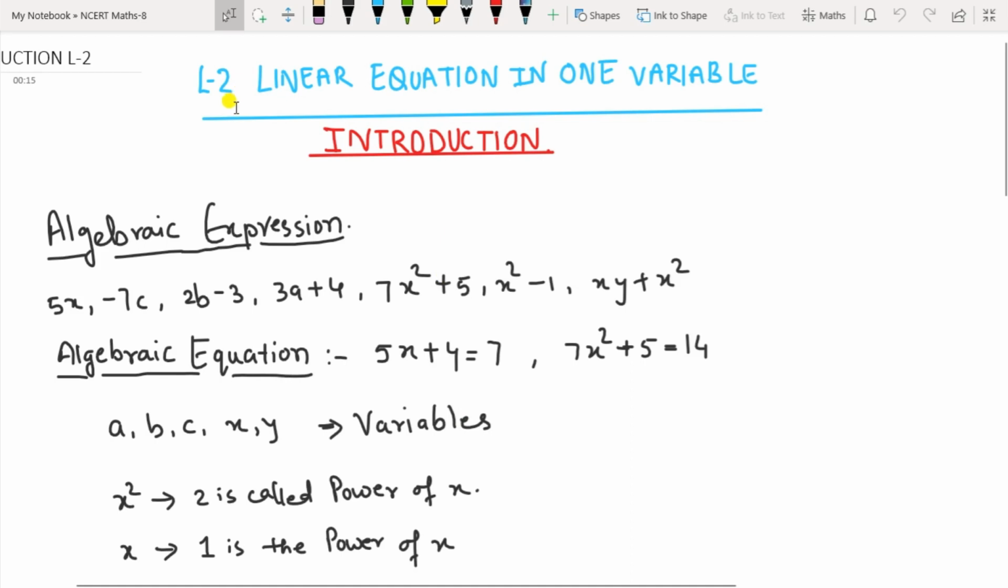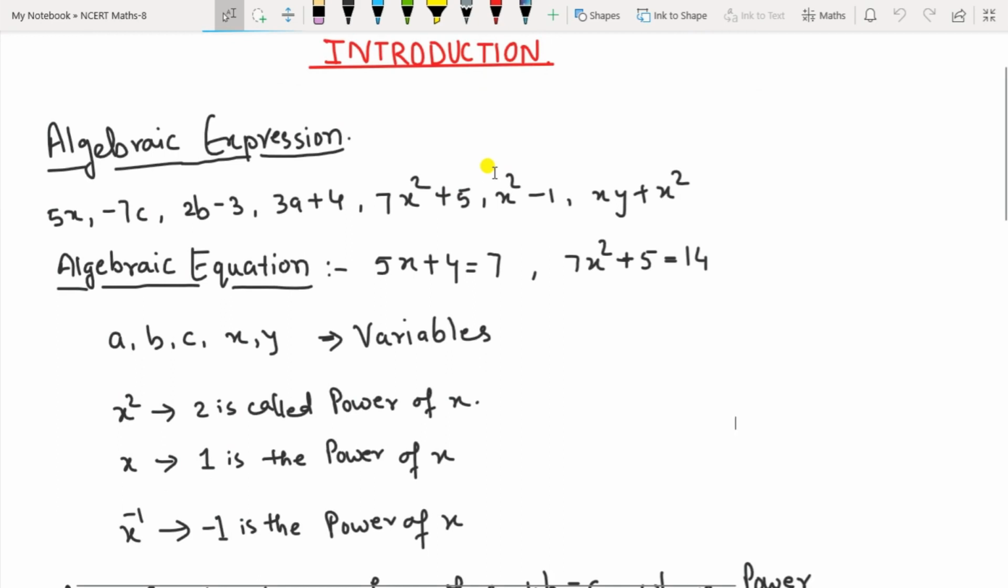Today we are going to see the introduction for lesson number 2, linear equation in one variable. So this is an introduction video. Earlier you have seen algebraic expressions. You have learned these algebraic expressions.